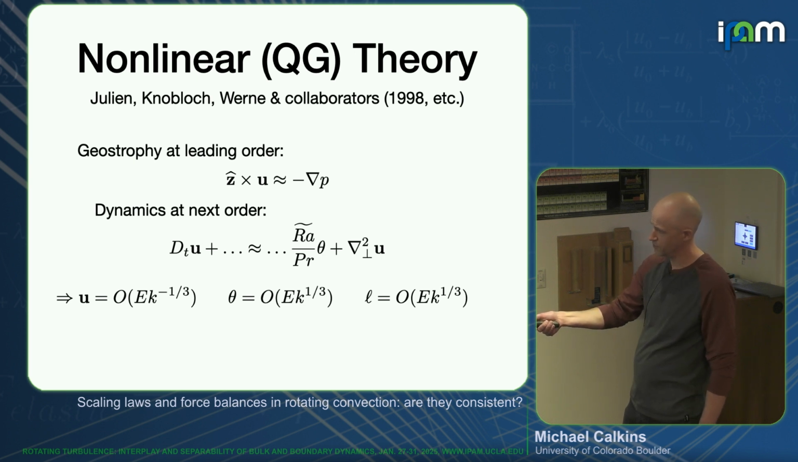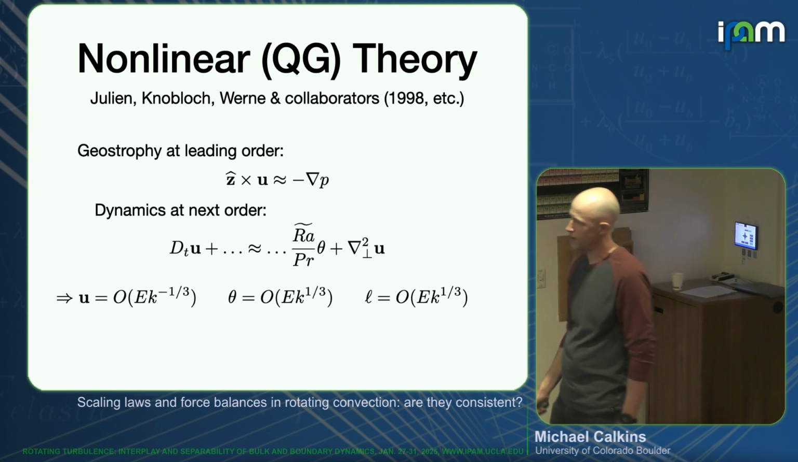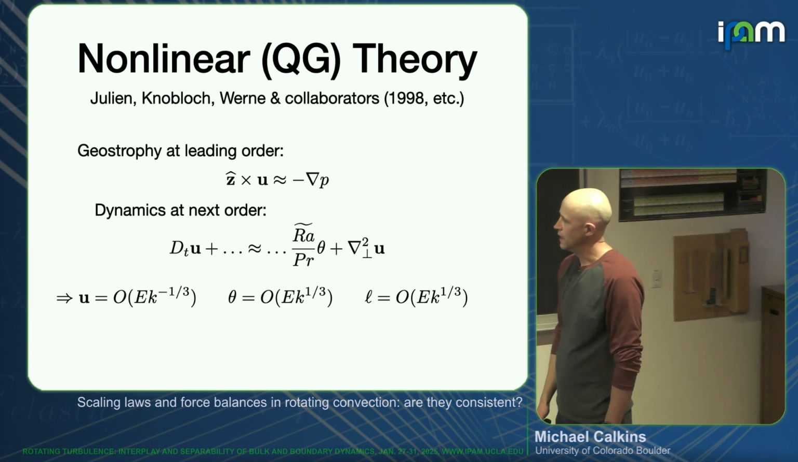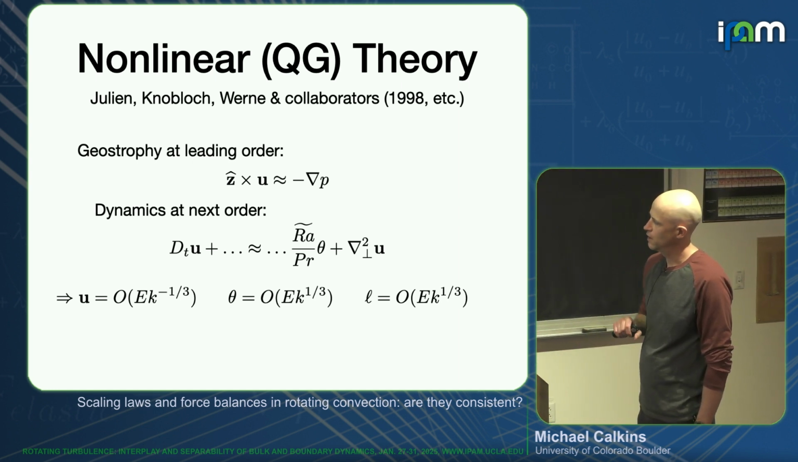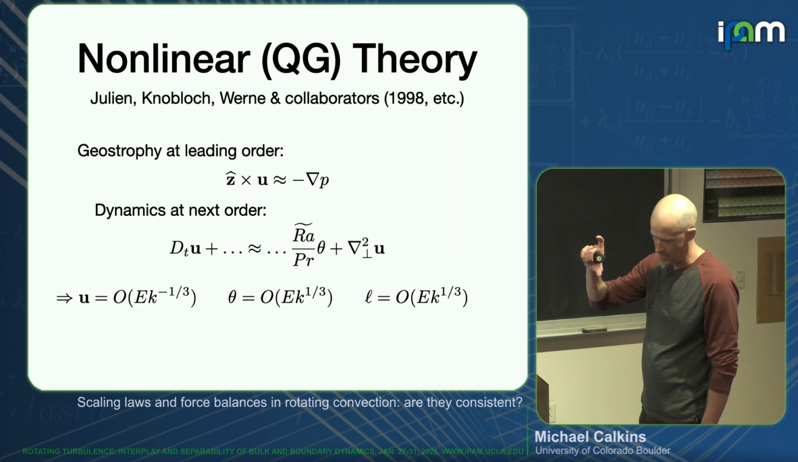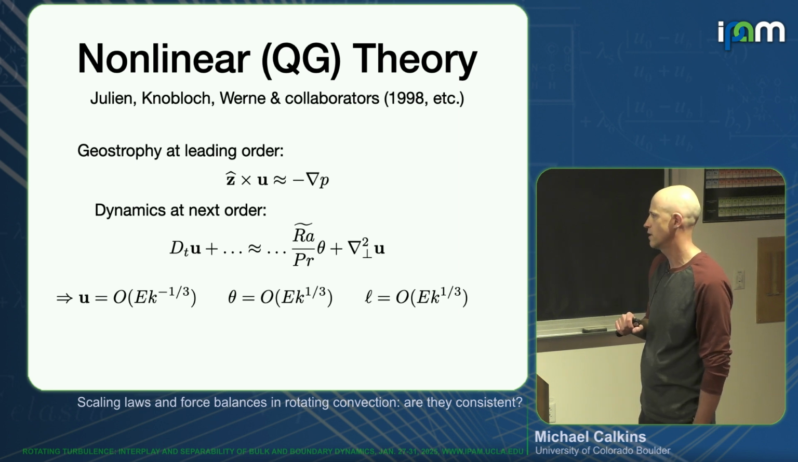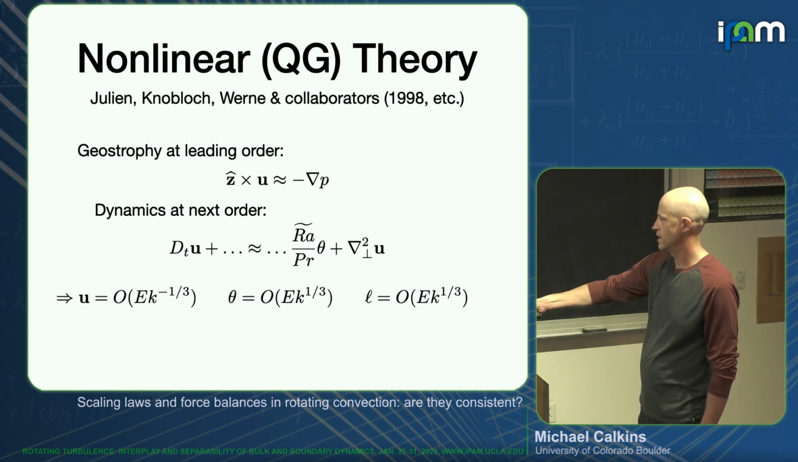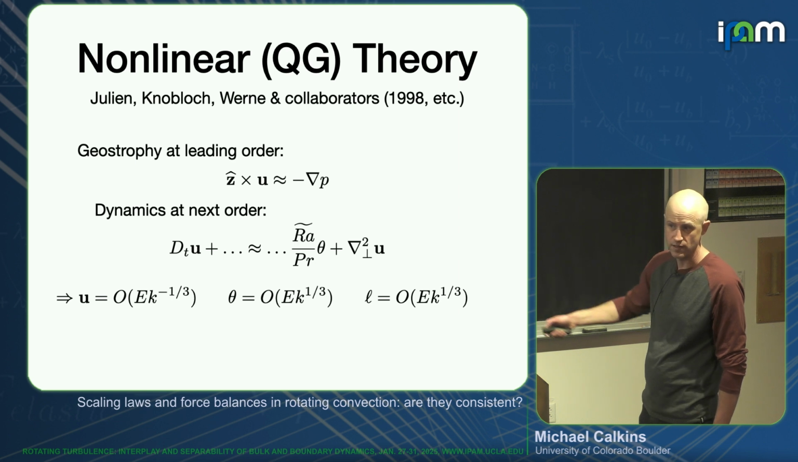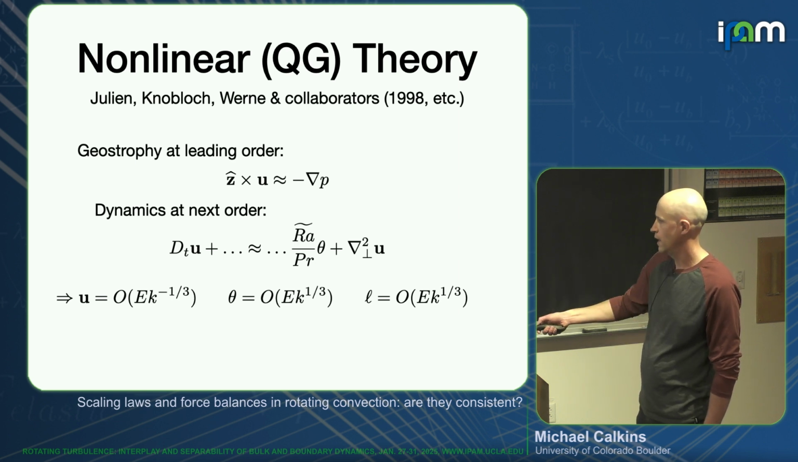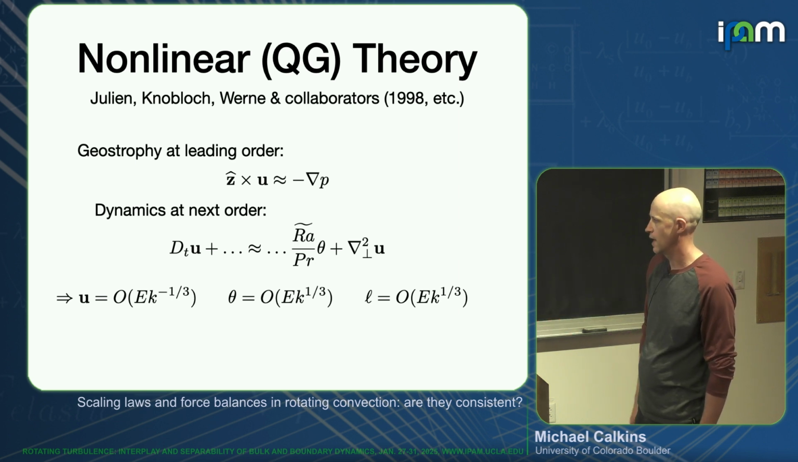The velocity field U here scales like Ekman to the minus 1/3 in my non-dimensionalization. So I'm choosing the depth of the domain, the large scale, as my length scale. And with that, these are the scalings that I get. The temperature perturbation is small. It scales like Ekman to the 1/3. And the length scales scale like Ekman to the 1/3 as well.